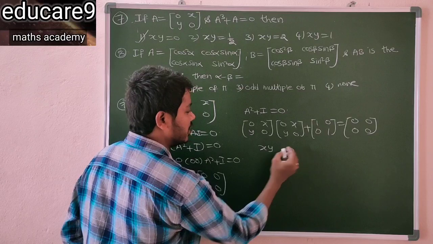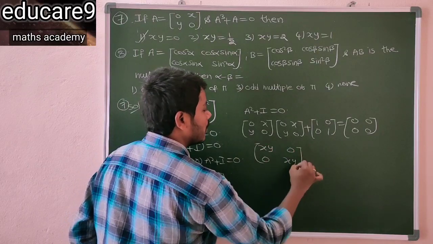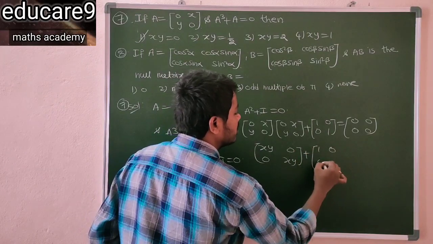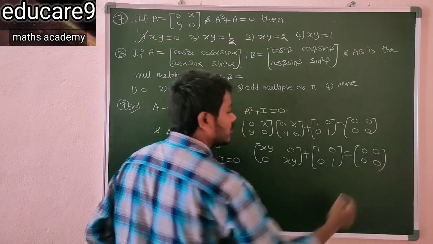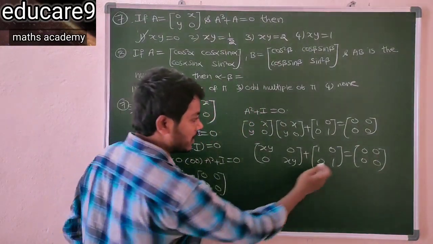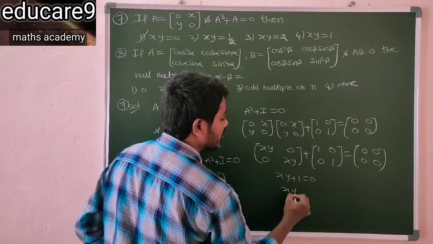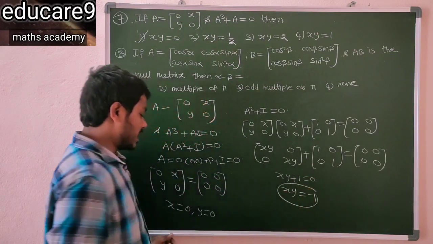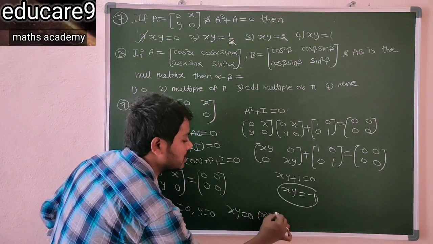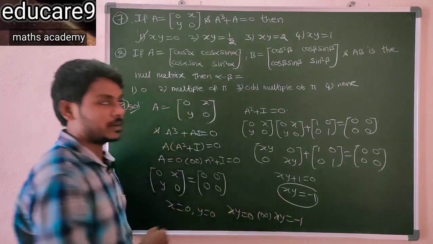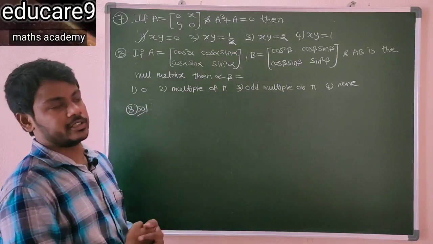xy 0, next one 0 xy plus 1, 0 0 1 is equal to 0 0 0. Now add the corresponding elements and equate to 0. That is xy plus 1 is equal to 0. So either xy is equal to 0 or xy is equal to minus 1. So clearly the first option. So see the next solution.